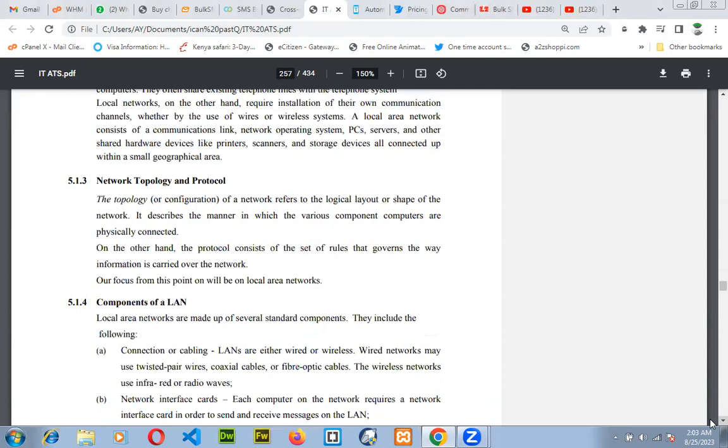The topology or configuration of a network refers to the logical layout or shape of a network. So when you talk of a topology, you're talking of how the layout or the shape of a network is being designed. It describes the manner in which the various computers are physically connected. On the other hand, the protocol consists of a set of rules that governs the way information is carried over the network.